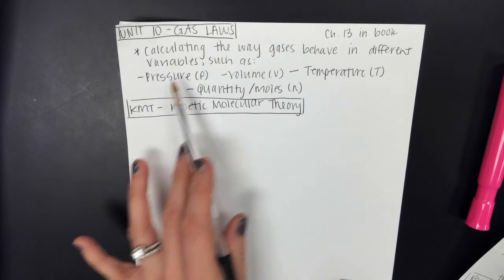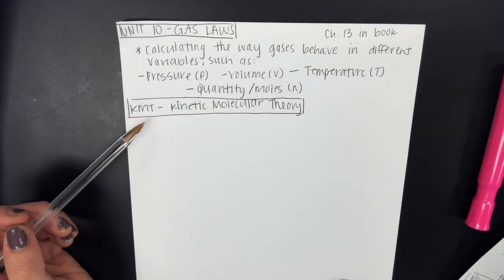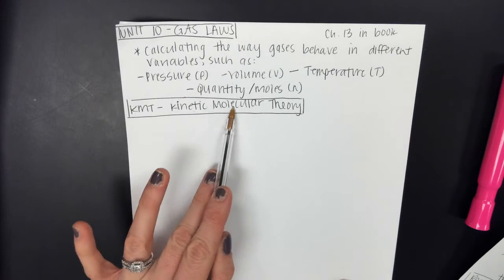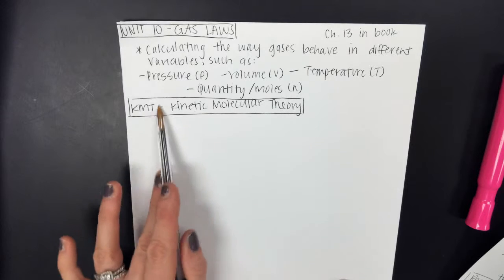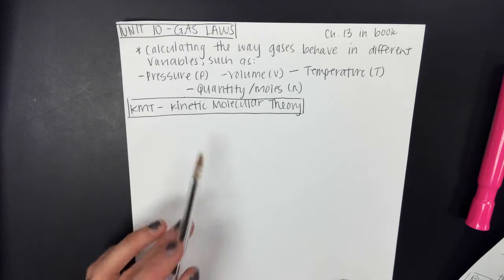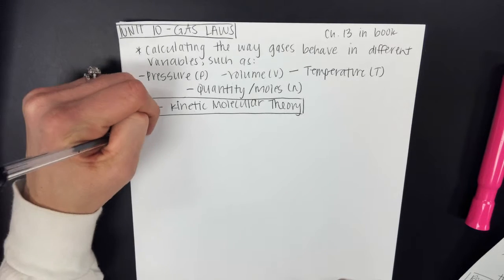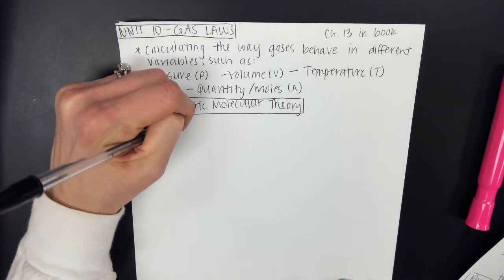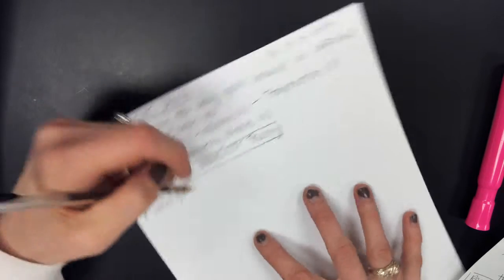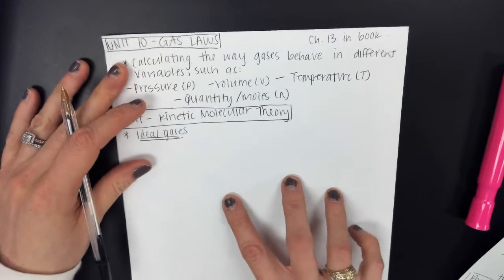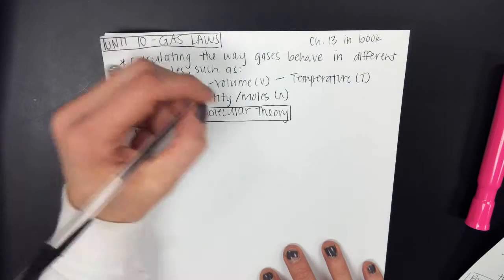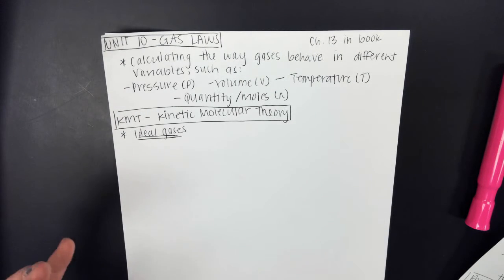Before we talk about any of this, though, you need to understand what we call kinetic molecular theory. You'll see me abbreviate it KMT a lot. It's about the way that ideal gases behave, some assumptions that we make about a gas. If it's an ideal gas, it can technically be about solids and liquids too.